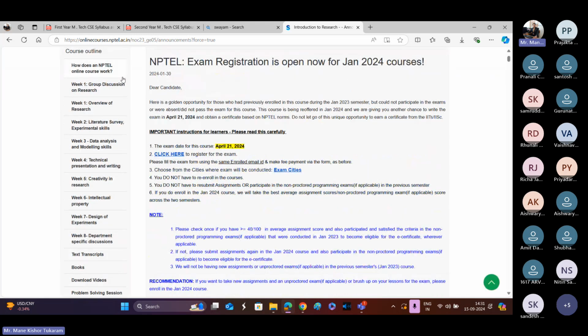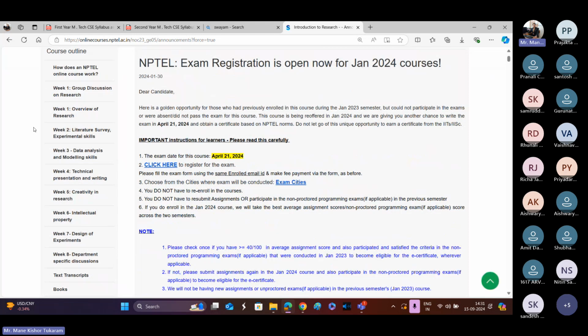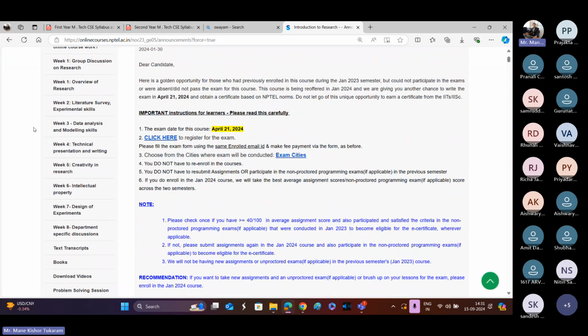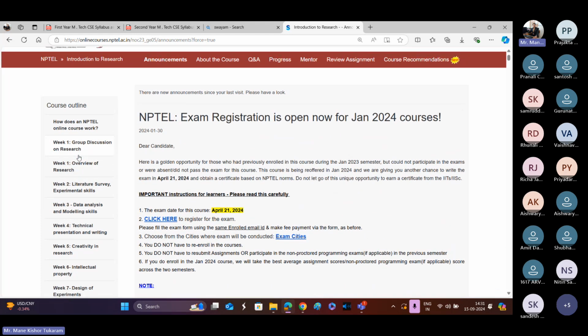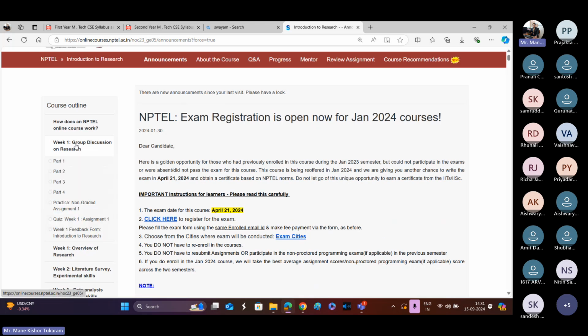So I will just increase the font. Okay, so week 1, week 2, week 3, week 4, 5, 6, 7, 8. So these are the 8 weeks of the course. That's why 8 weekly assignments are there. If you are having 12 weeks, then 12 weekly assignments are there. So every week they are releasing one week's contents. Whenever you browse inside that week, you have multiple tabs. So suppose I click on part 1.